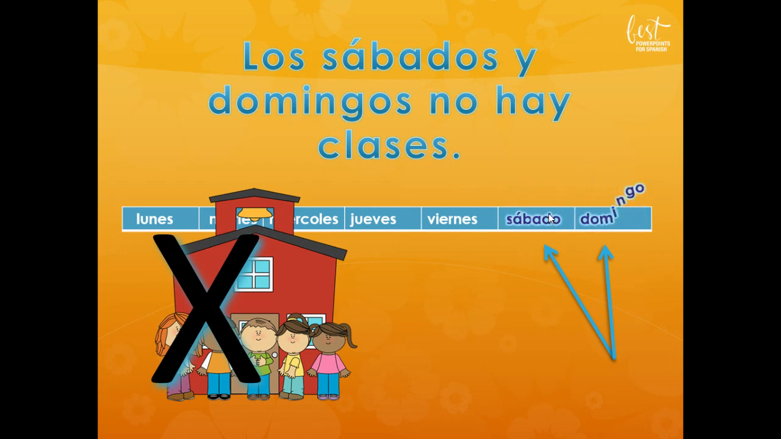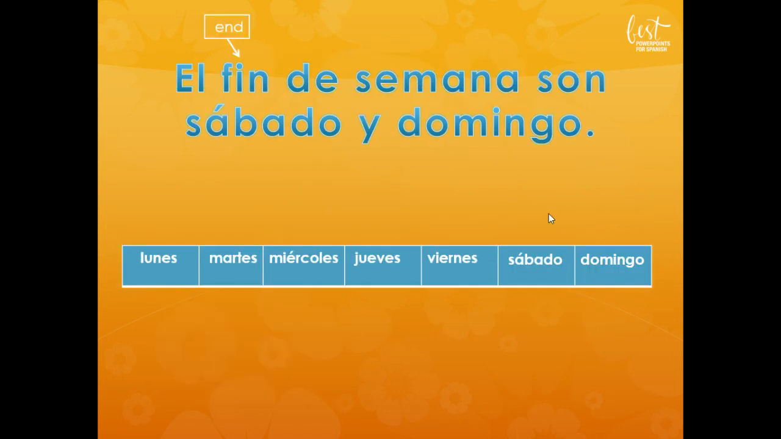El sábado y el domingo no hay clases. El fin de semana son sábado y domingo. Repitan, el fin de semana. Okay, así que el sábado y el domingo son el fin de semana.